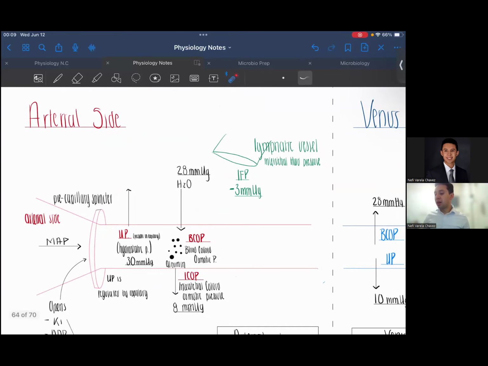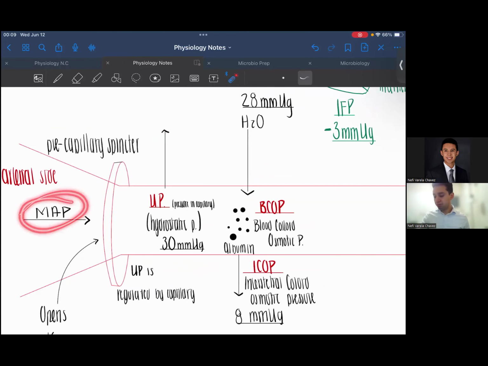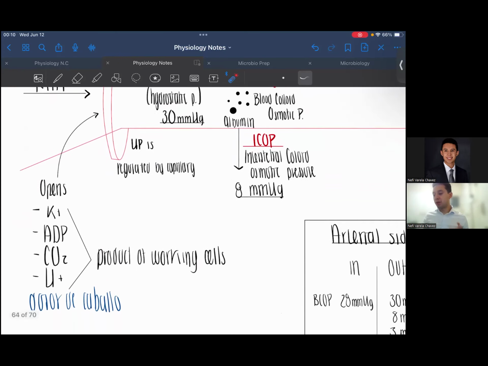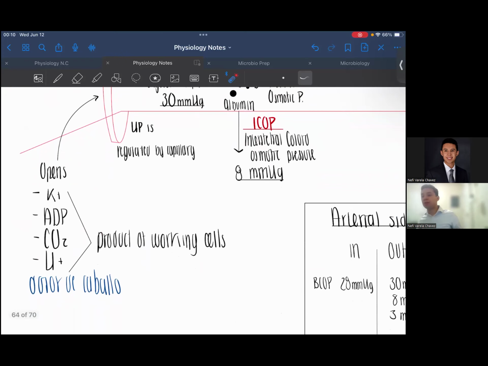So on our arterial side, we will have these structures named precapillary sphincters. Those are like other sphincters that we have in our body. They are smooth muscles, and they regulate the flow of things, in this case, of blood. So we're going to have blood coming in thanks to the mean arterial pressure. And those are going to close or open.